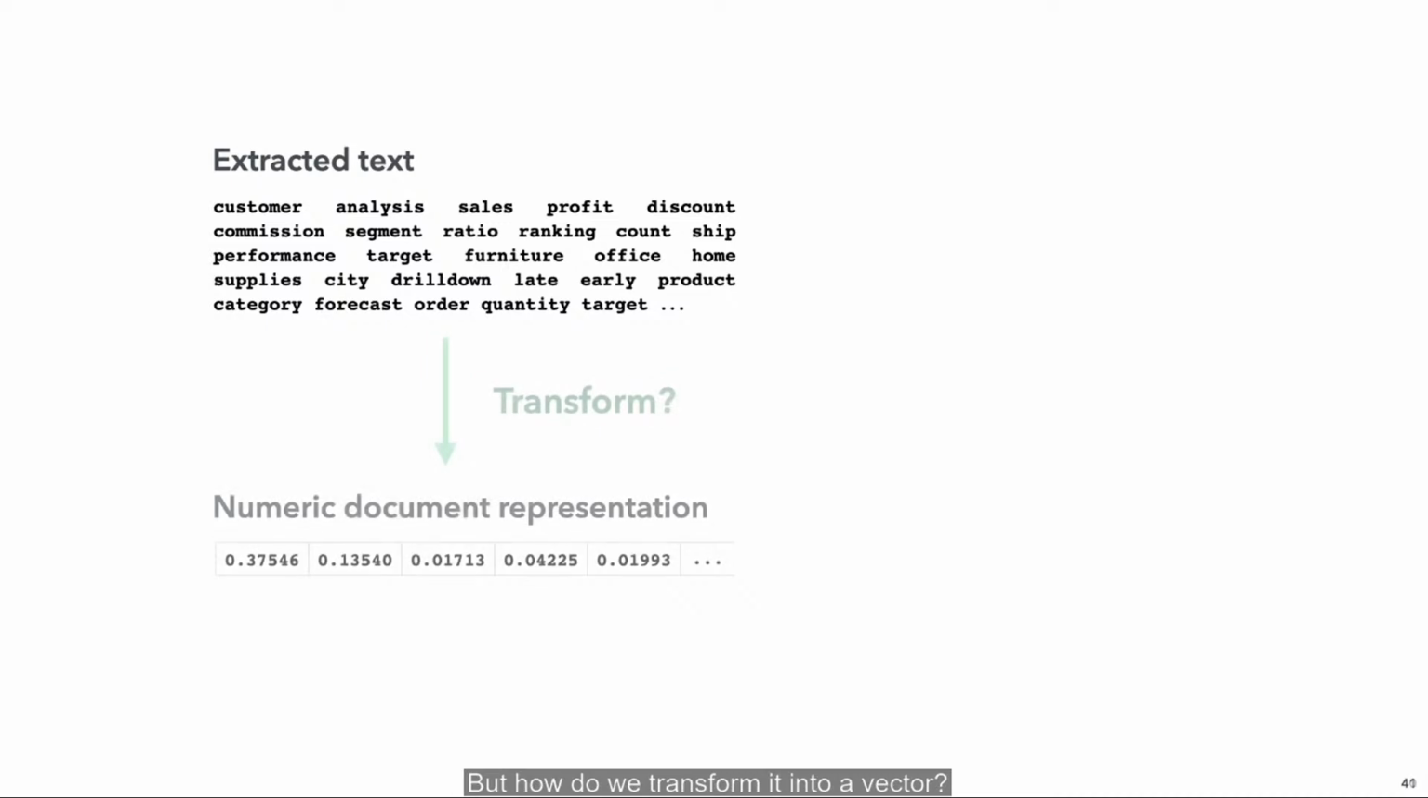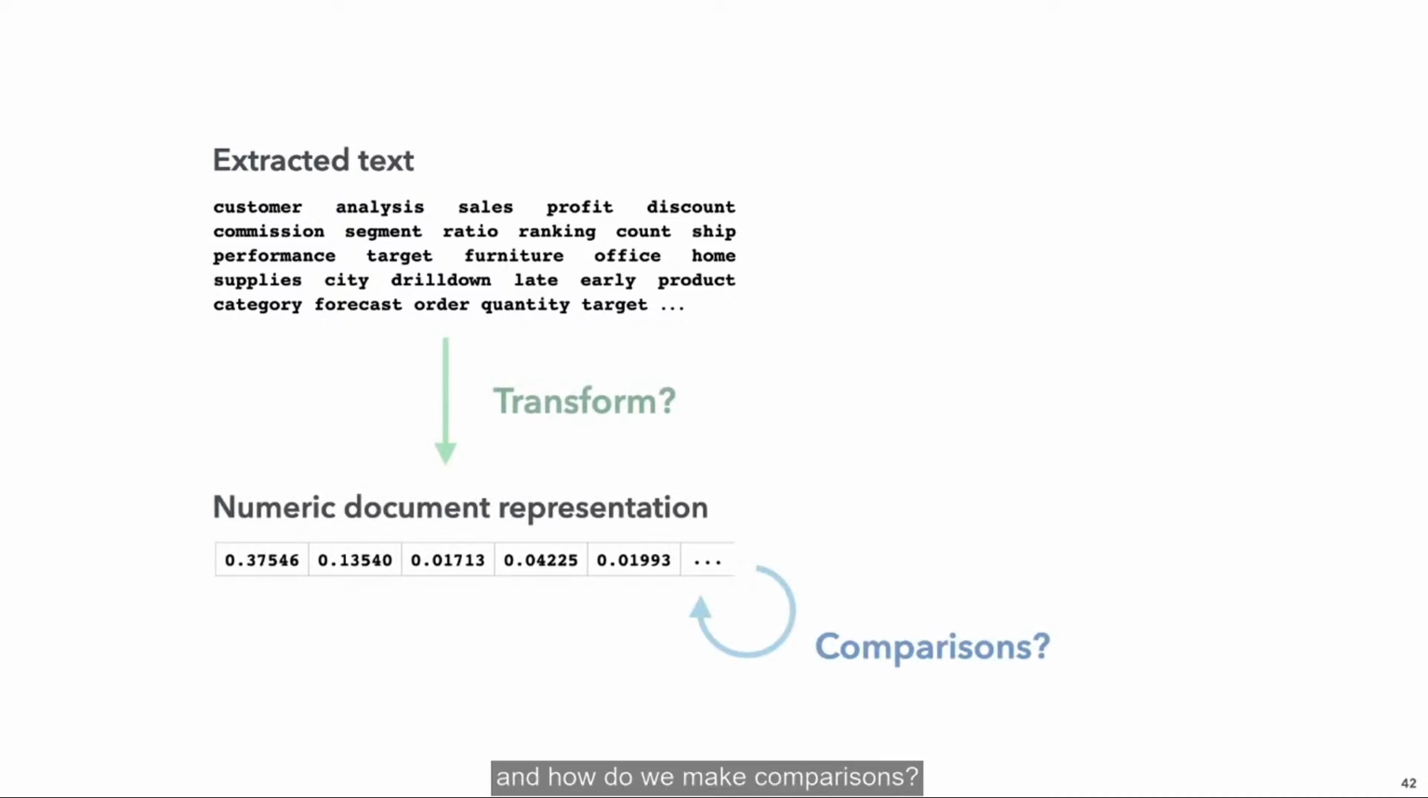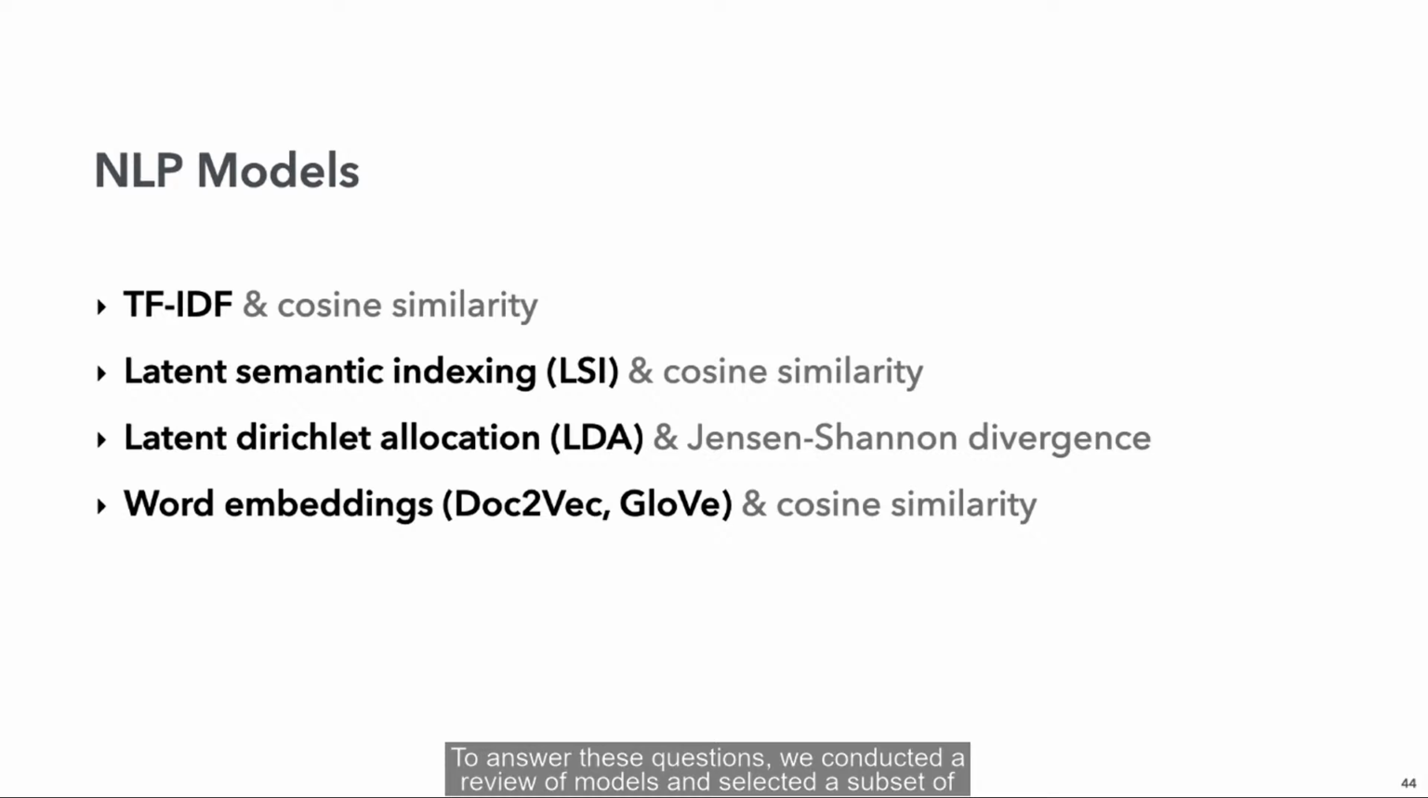So we start with a bag of words from a workbook, but how do we transform it into a vector? And how do we make comparisons in order to create meaningful VIS recommendations? To answer these questions, we conducted a review of models and selected a subset of 4 natural language processing models and distance measures. TF-IDF as a baseline, LSI, LDA, and word embeddings, specifically doc2vec and GloVe.